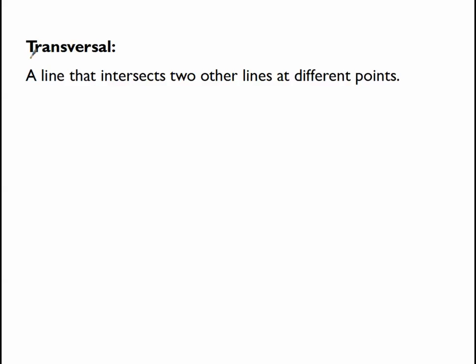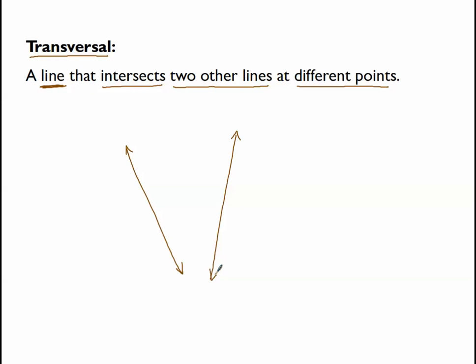Welcome back. Transversal. This is a line that intersects two other lines at different points. What does that mean? Here I'm going to draw two lines, and I'm not necessarily going to make them parallel because they don't have to be. And now I'm going to draw the transversal. Here's a transversal. It is a line that intersects two other lines at different points.